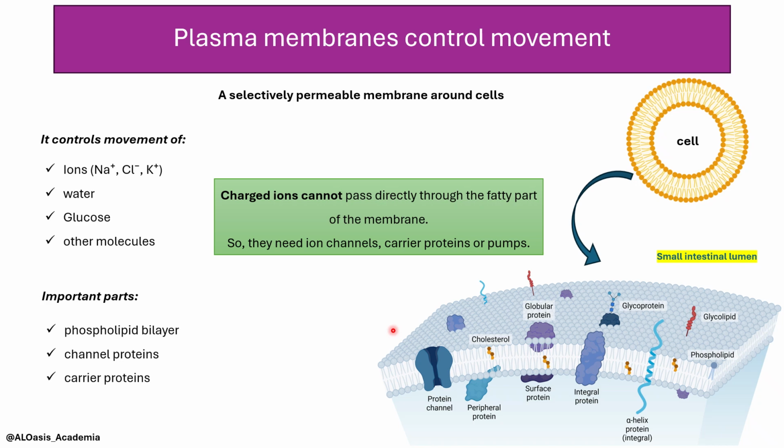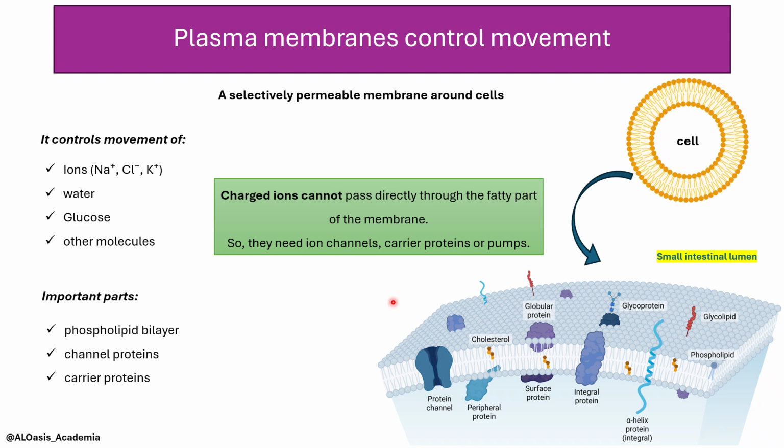However, for these ions to enter the cell, they need to use specific proteins that are embedded within the cell membrane, and some of them are called protein channels. So for ions, they might need some proteins. Some of them are called ion channels, carrier proteins, or pumps. So there are different types of proteins that help the movement of charged ions and polar molecules, and each protein will be playing a different role.